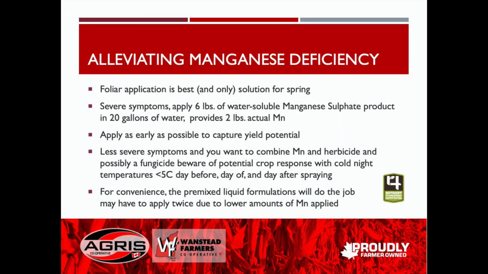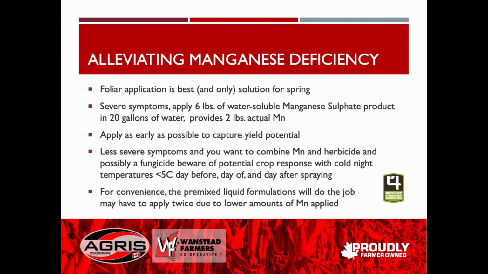The sooner we do a foliar application, which is the only way to do it, the more yield capture we're going to have. And that's been worth between 6 to 16 bushel the acre on some of our trials in the past. So some of the most severe symptoms would require an application of a water-soluble manganese product. Applied about 6 pounds an acre to give us around 2 pounds of actual manganese. I want to do that as early as possible, as I said.